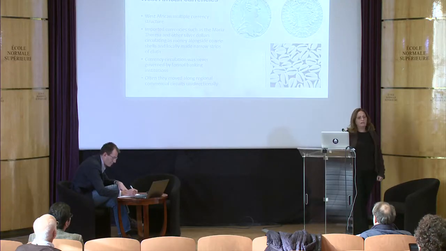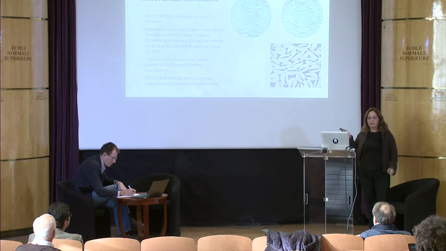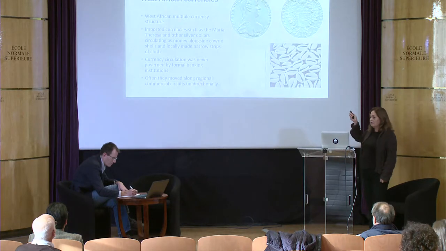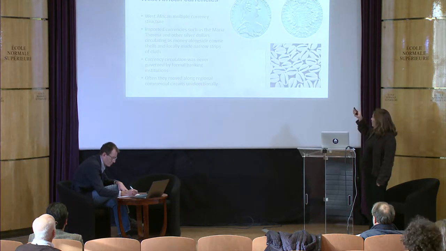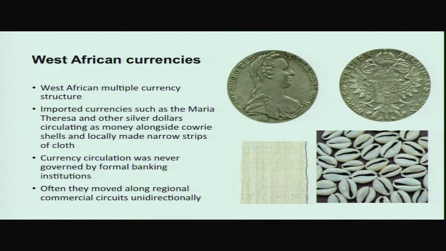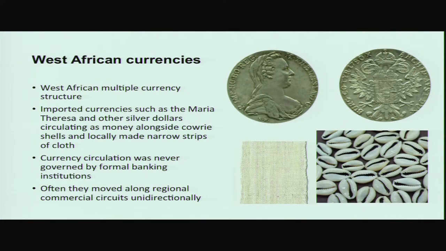of course, West Africa had a multiple currency structure. Maria Teresa dollars in the 19th century. Then you have cowrie shells and cloths. Most of these currencies were imported. Apart from locally made cloths, both cowrie shells and the Maria Teresa dollar were imported by foreign traders.